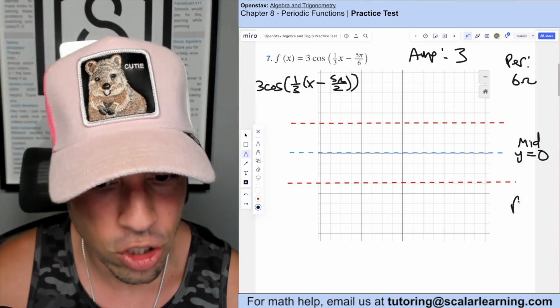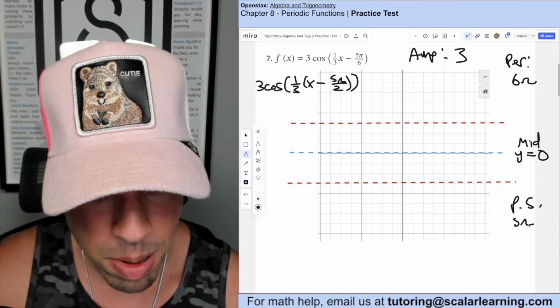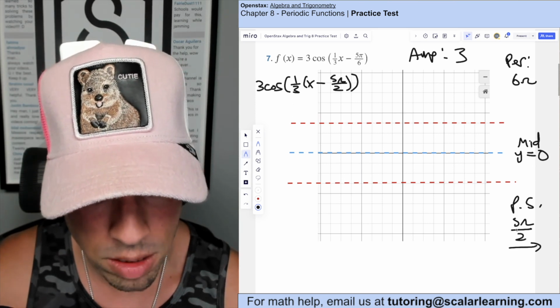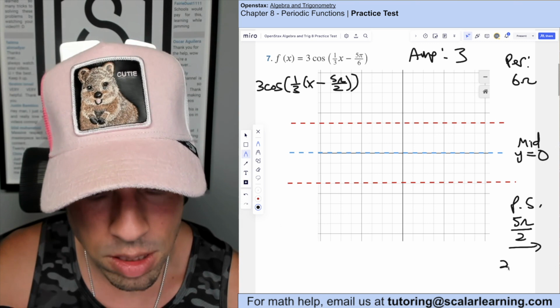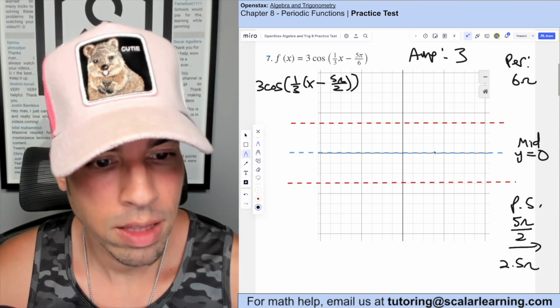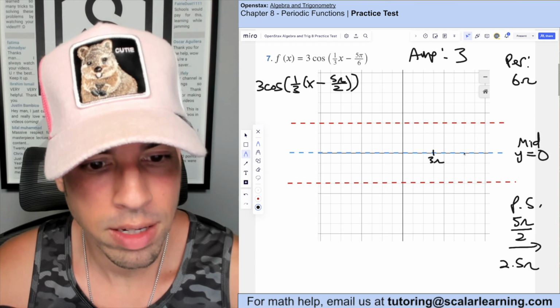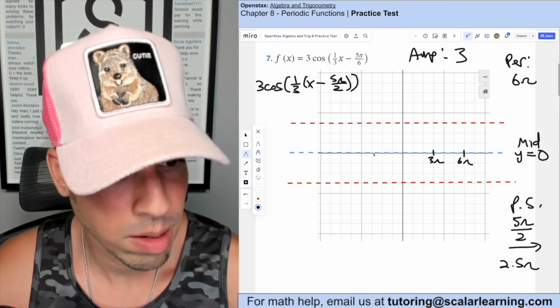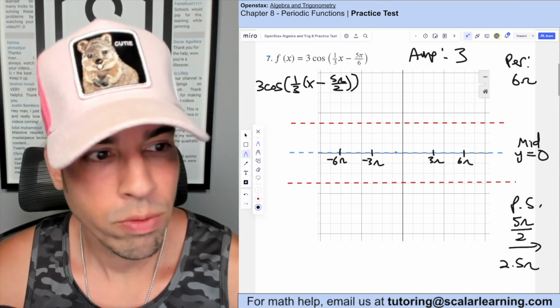And then here's the phase shift. The phase shift is going 5 pi halves to the right because it's minus. And by the way, 5 pi halves is the same as 2.5 pi, if you want to think about it that way. So now I'm just going to make it like this is 3 pi and this is 6 pi and the same going to the left. That's enough for 2 full periods.